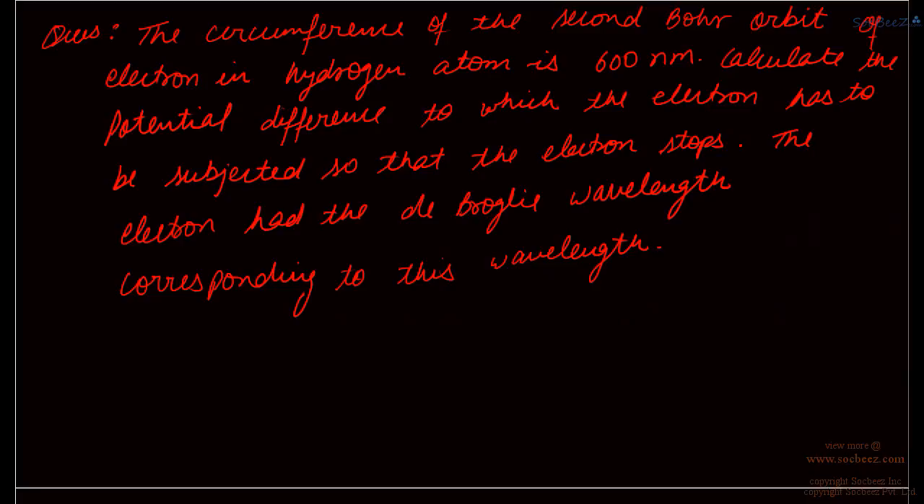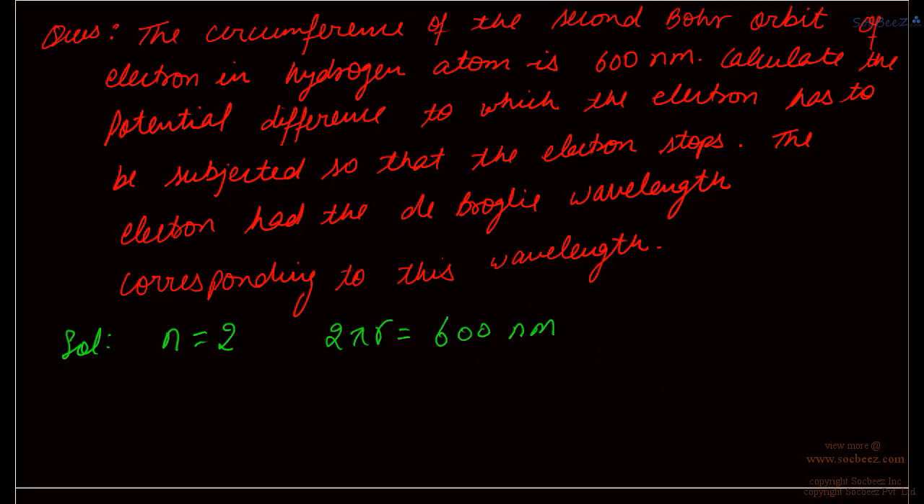The question says that the circumference of the second Bohr orbit of the electron in a hydrogen atom is 600 nanometer. So first, while looking at this problem, the first thing that we should note is n equals 2. The circumference of the second Bohr orbit of the hydrogen atom is 600 nanometers. So 2 pi r equals 600 nanometer. These are the two things that we have got from the first line.